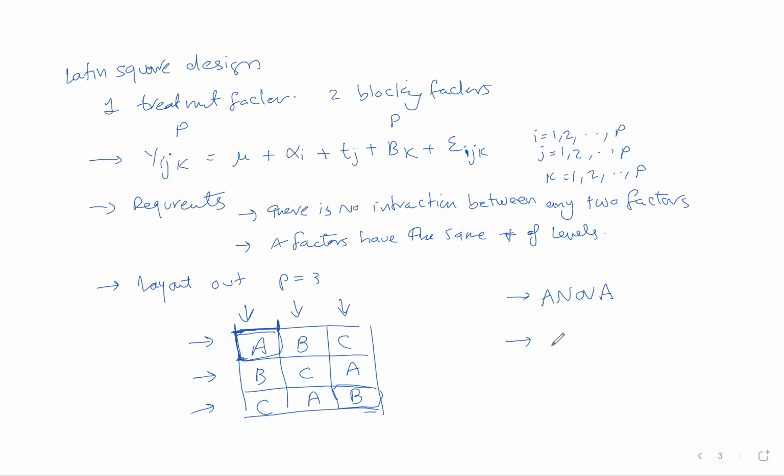And you should be familiar with the assumptions again. The assumptions are independent, constant variance, normality. So this is the second design we covered in chapter 4. If you have any question, please let me know. The third design we covered in chapter 4 is Greco-Latin square design.